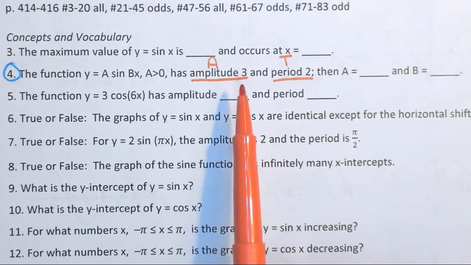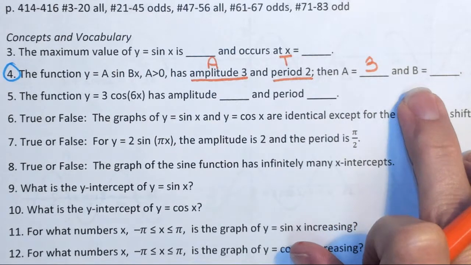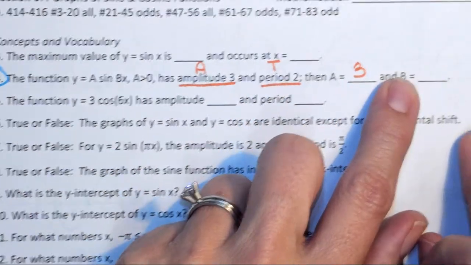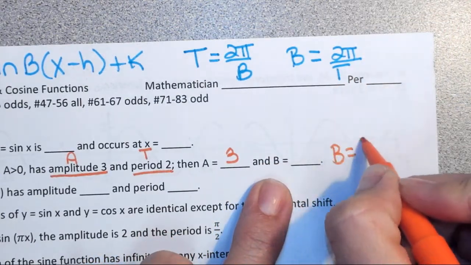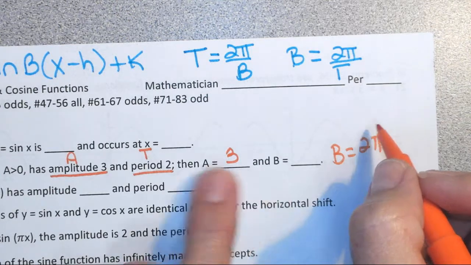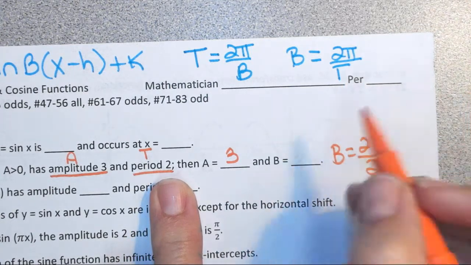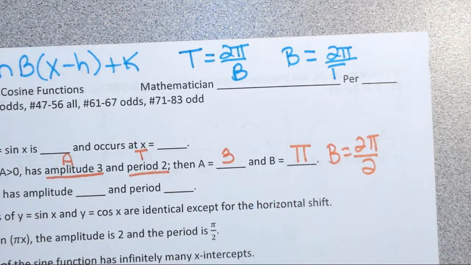And then the question they asked me is, what is A? Well, that's not hard. What's A? 3. Then they asked me what B is. Is B 2? No. What do I have to do to find B? 2 pi divided by 2. Very good, because it's supposed to be my period. So what is 2 pi divided by 2? Pi. So my frequency is pi and my amplitude is 3. What questions can I answer?